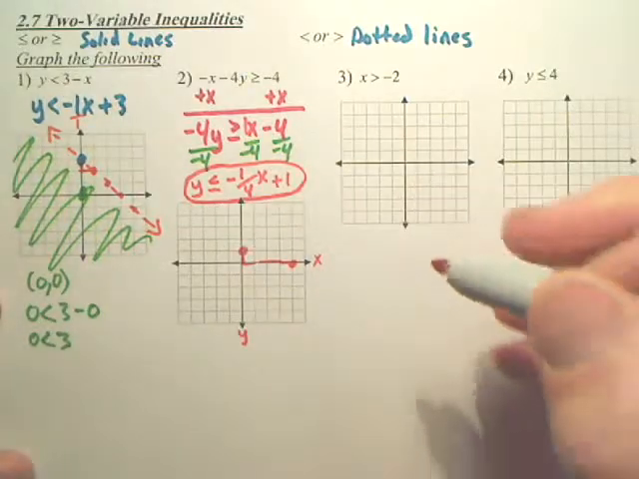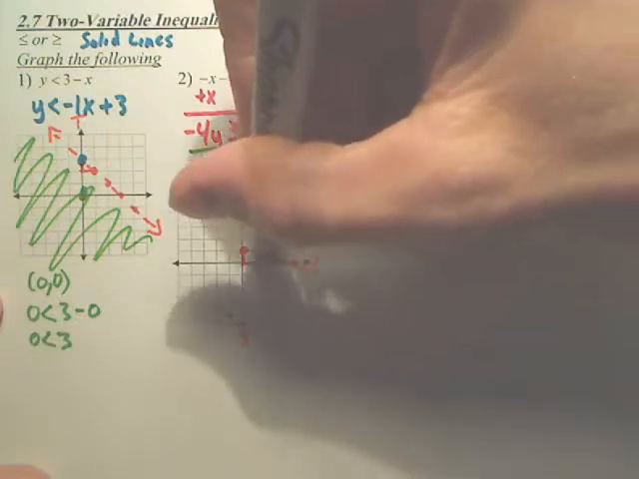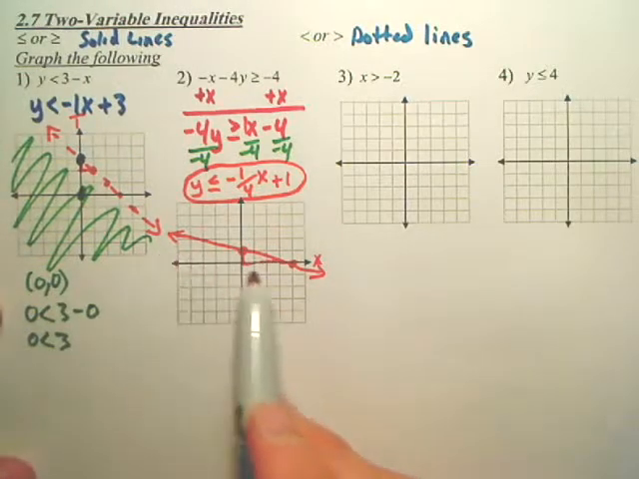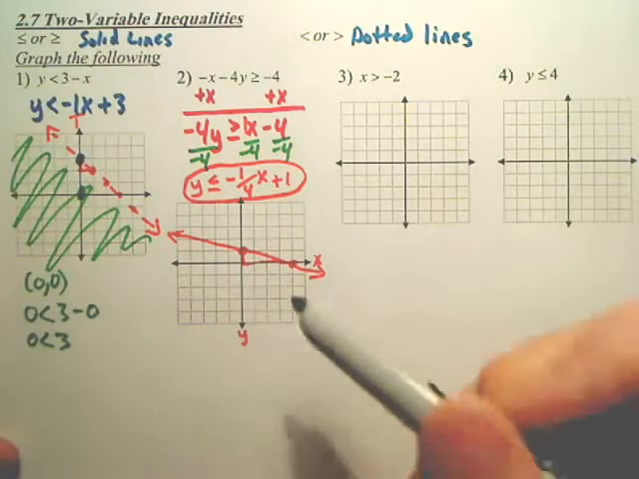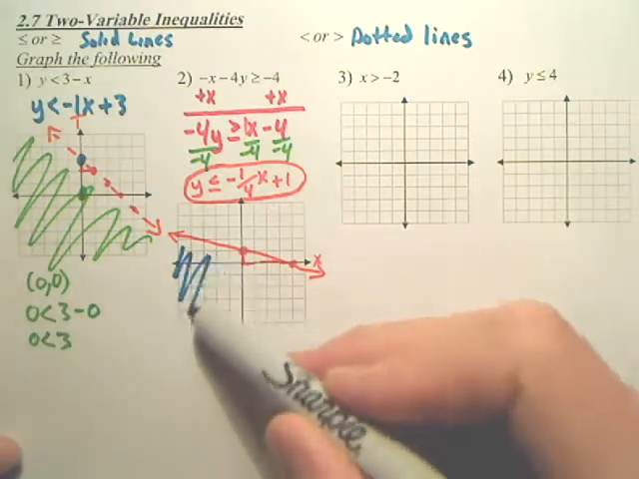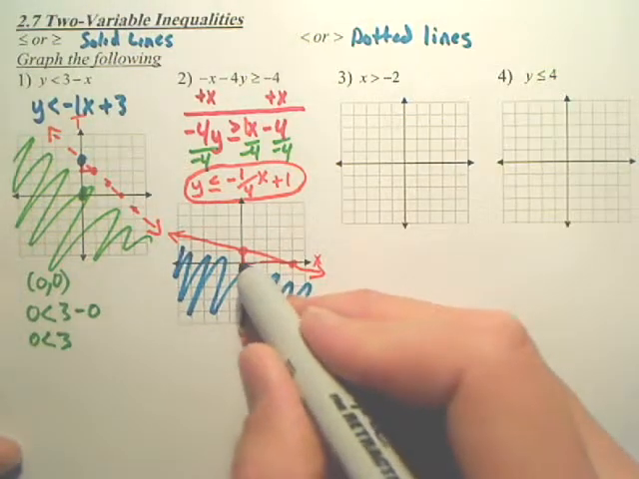So that would be a solid line. So you get a solid line, and we want to shade one side or the other. This is a less than or equal to, so you shade the bottom, and you would recognize this as being the bottom.